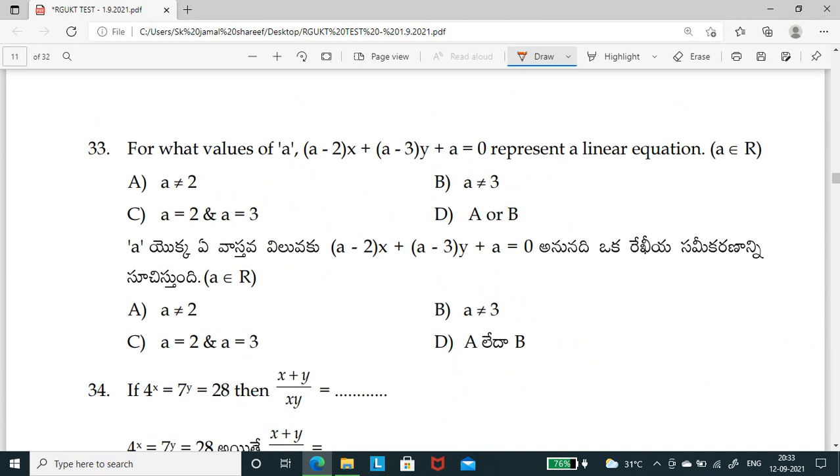For what values of A it represents a linear equation? So linear equation means A minus 2 should not be equal to 0 and A minus 3 should not be equal to 0. Right, so then only we can say that it is a linear equation. So from this option D will be my answer. So this A minus 2 should not be equal to 0 or A minus 3 should not be equal to 0. Then we can simply say it is a linear equation. So from this clearly A or B will be my answer.